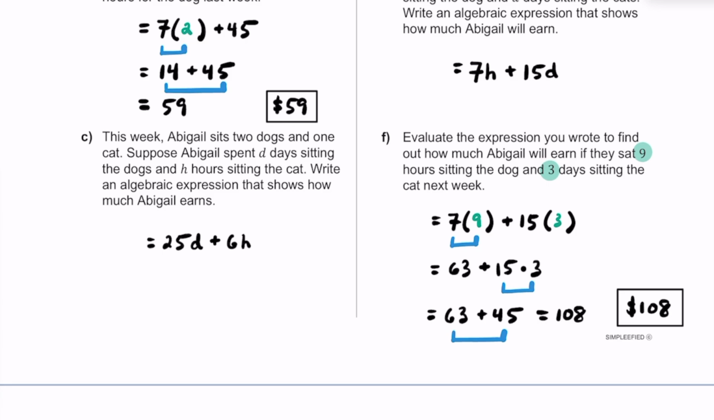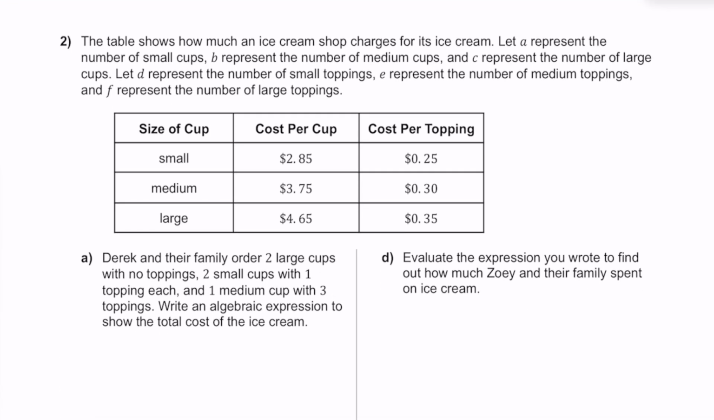All right, let's check out a second scenario here. In number 2, the table shows how much an ice cream shop charges for its ice cream. Let's see, we got some variables here. A is going to represent the number of small cups, B is going to represent the number of medium cups, and C is going to represent the number of large cups. Let D also represent the number of small toppings, E the number of medium toppings, and F the number of large toppings.